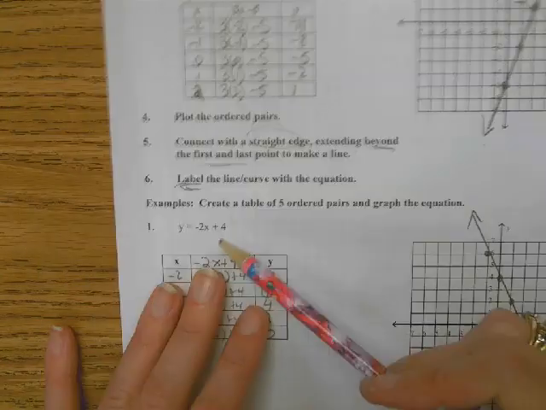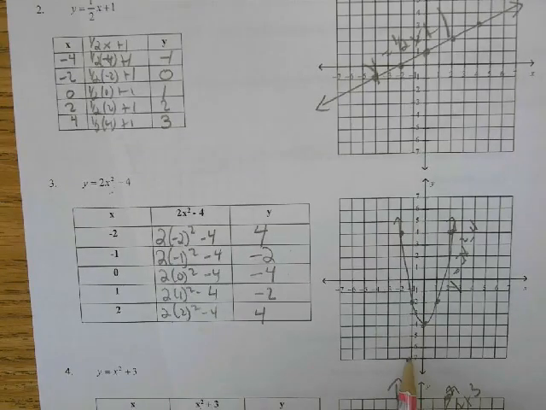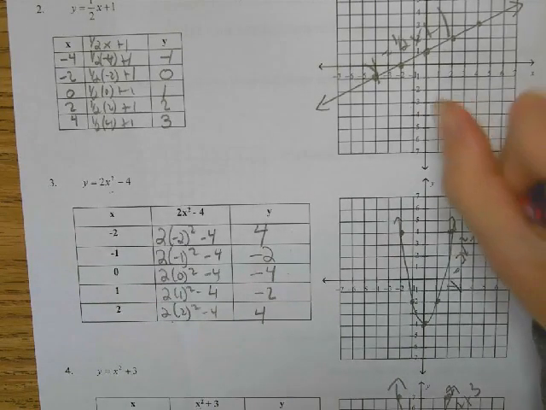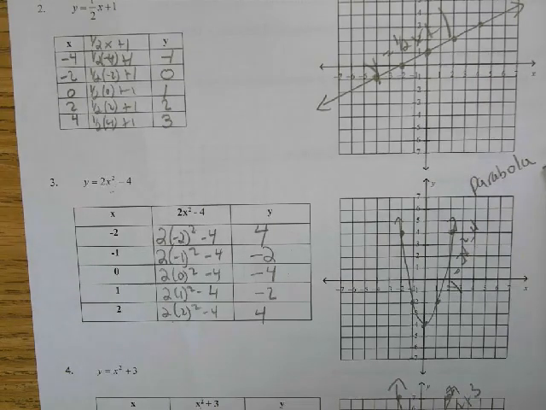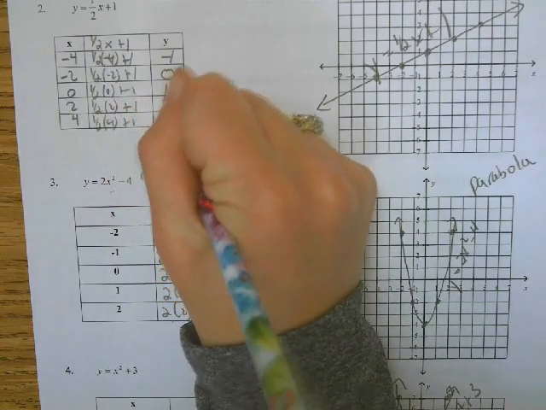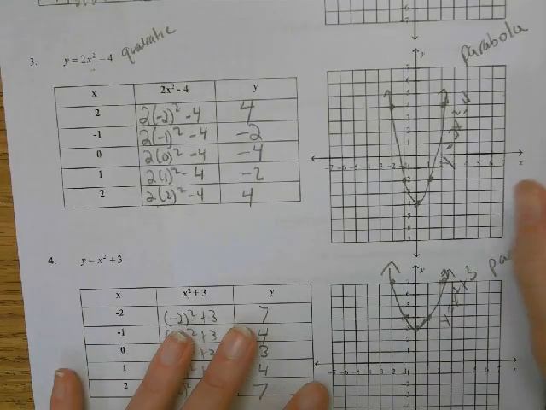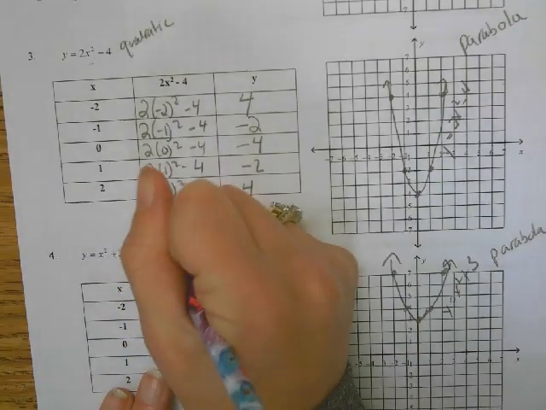Line, look at the equation. Line, look at the equation. Look at the equation. So this is tricky. The picture is called a parabola. And the equation is called a quadratic. Okay? So the equation is a quadratic, the picture is a parabola. So same thing here. Picture is a parabola. The equation is a quadratic.